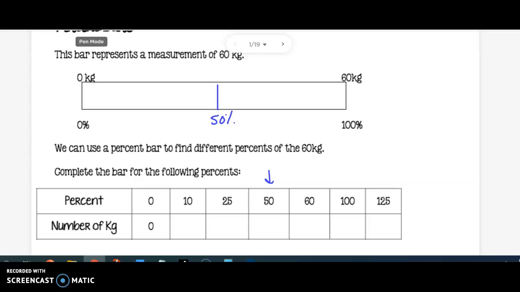And then I'm going to think of the total, 60. What is half of 60, or 60 divided by 2? That would be 30 kilograms. Okay, so down here where it says number of kilograms under 50%, we're going to say that 30 kilograms would be 50%. Okay, up next, 25%. I'm going to take half of a half. Since a half is 50%, I'm going to half it again. That gives me 25%. So I'm going to think, what is half of 30, or 30 divided by 2? It's going to be 15.